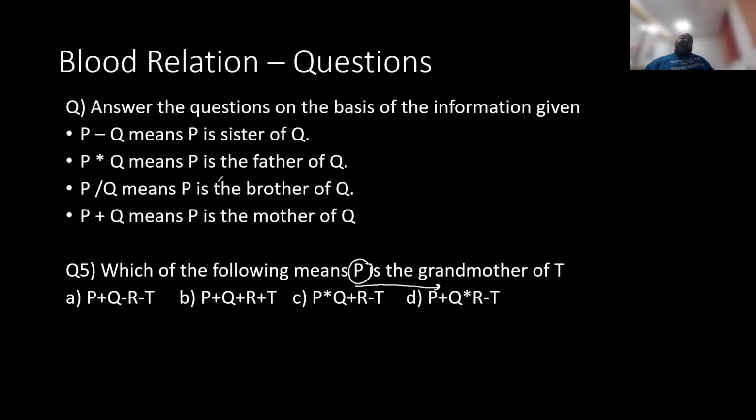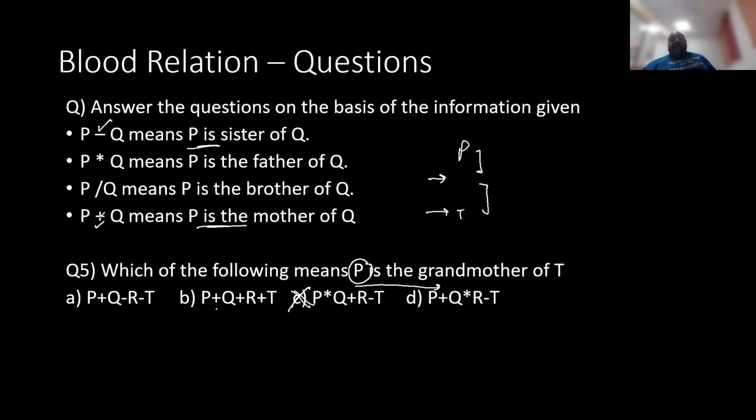In what kind of a symbol do I know that P is a female? When P is the sister or P is the mother. So P has to be followed by a minus or a plus. Plus is an acceptable option. This cannot be the answer because it is P star Q. Star means father, so P cannot be the grandmother. Plus is acceptable. Since P is the grandmother of T, they have to be separated by 2 generations.